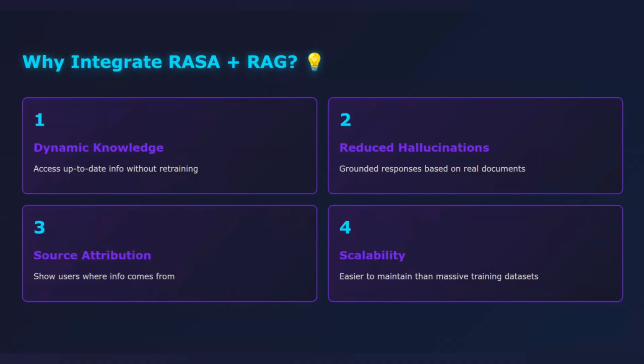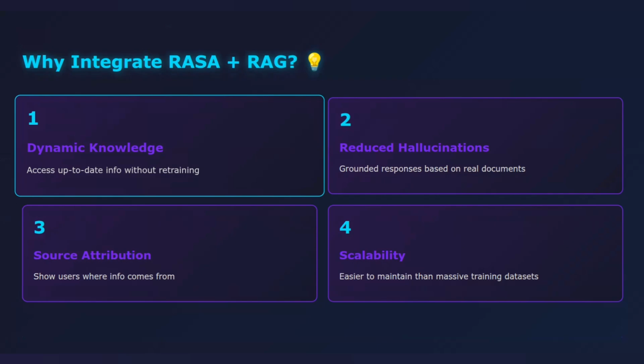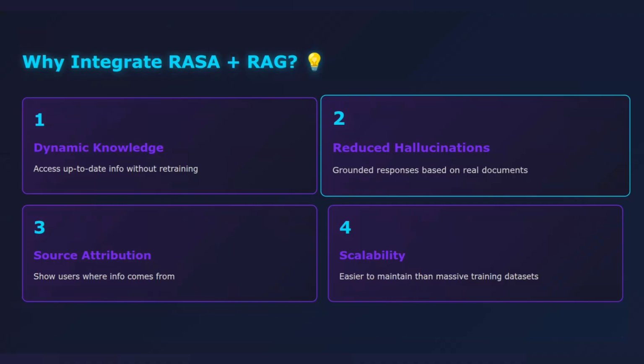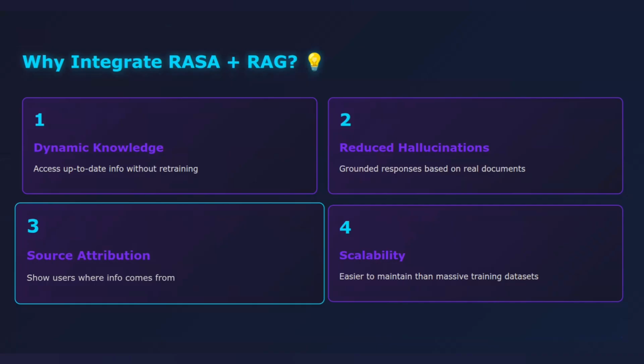Benefit number 1, dynamic knowledge. Your chatbot can access up-to-date information without retraining. Just update your knowledge base and boom, your bot knows the latest info. Benefit number 2, reduced hallucinations. By grounding responses in retrieved documents, your bot gives more accurate, factual answers instead of making things up. Benefit number 3, source attribution. You can show users exactly where the information came from, building trust and credibility.